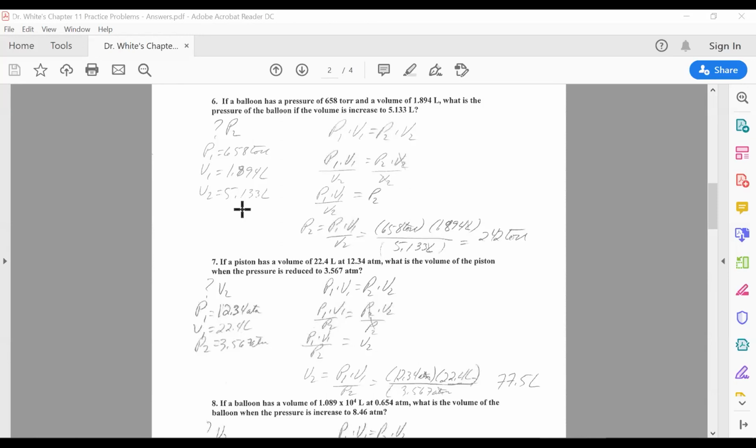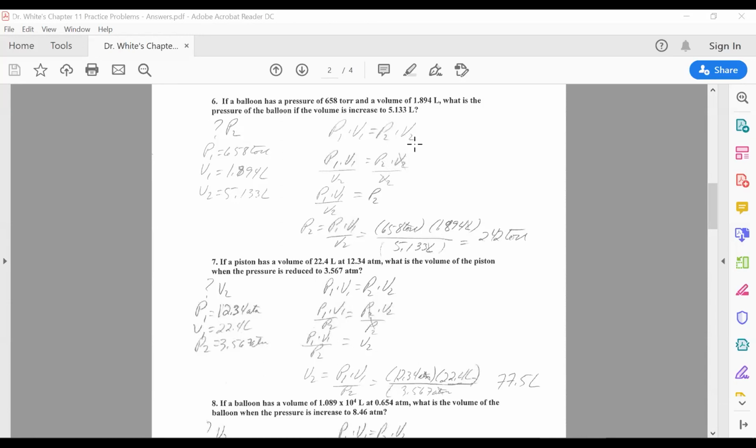And as soon as you see that, you know that P1 times V1 equals P2 times V2. Boyle's law. You'll be given this. You'll also be given what is P1, V1, P2, V2. Now in this one, we're trying to solve for P2.